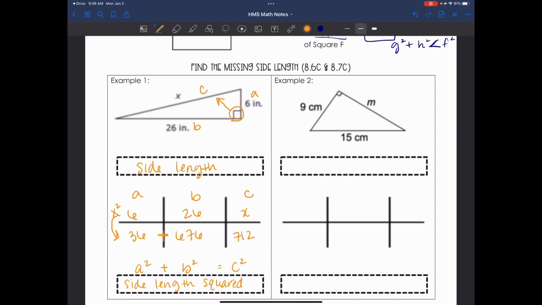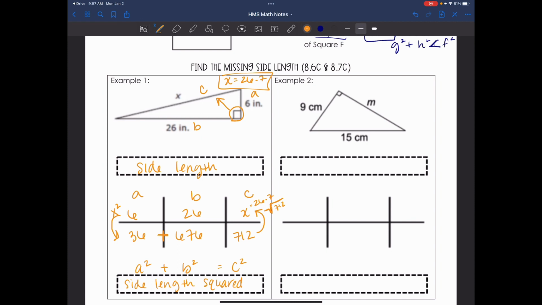And then for me to find my X, I need to find the square root of 712 to get X, or C, which comes out to 26.7. So in this case, X equals 26.7. I use my calculator for it, so it's not too difficult.